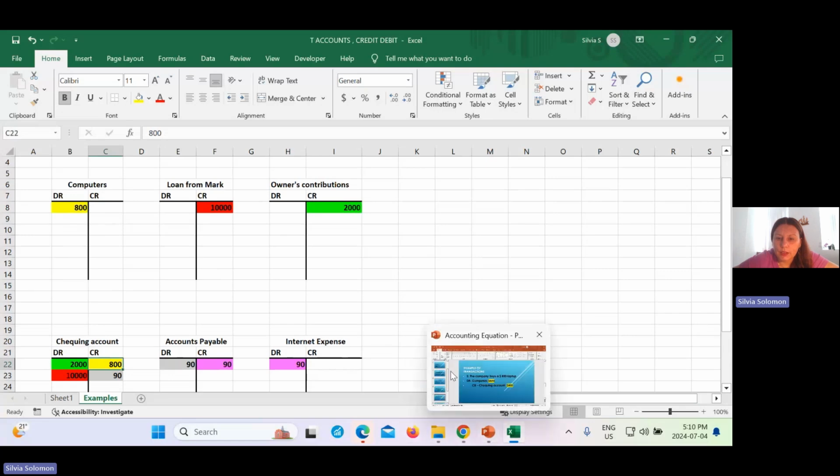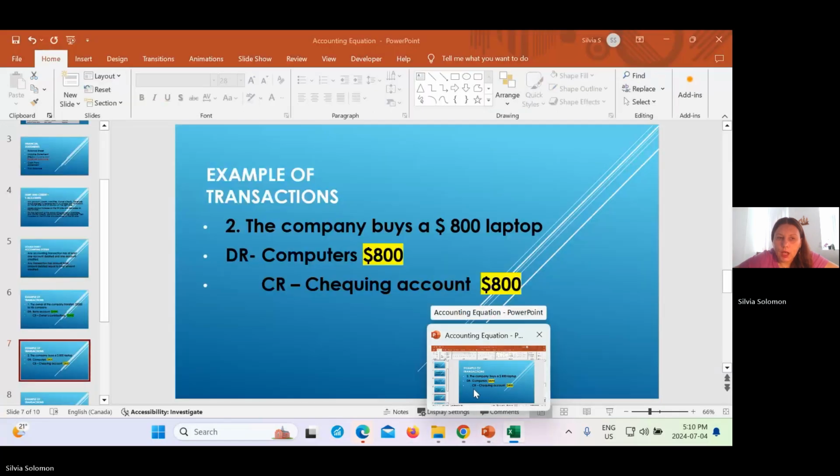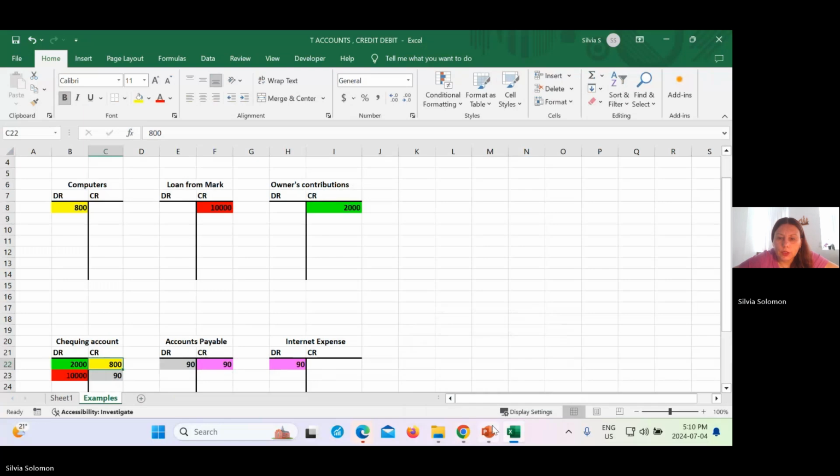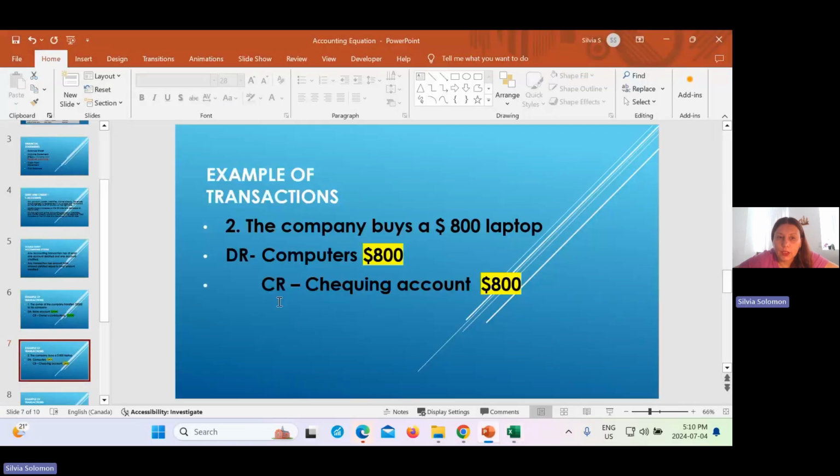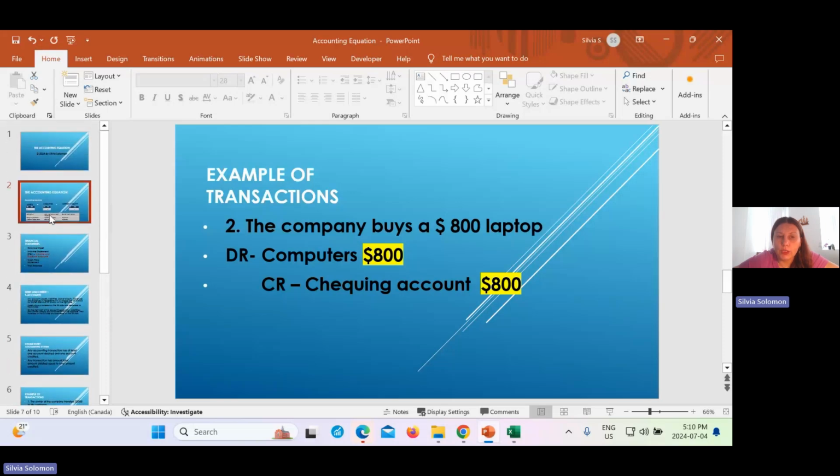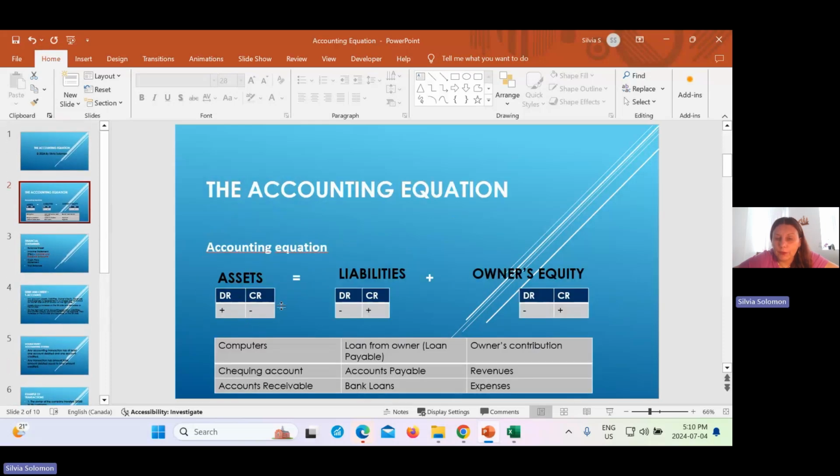So in this case, the transaction happened, we have a debit, we have a credit, but the transaction happened only on the left side of the equation. From some assets here we increased it in the computers, and we took off the 800 from another asset. So it's 0 here, 0 here. Debit equals credit equals 800.